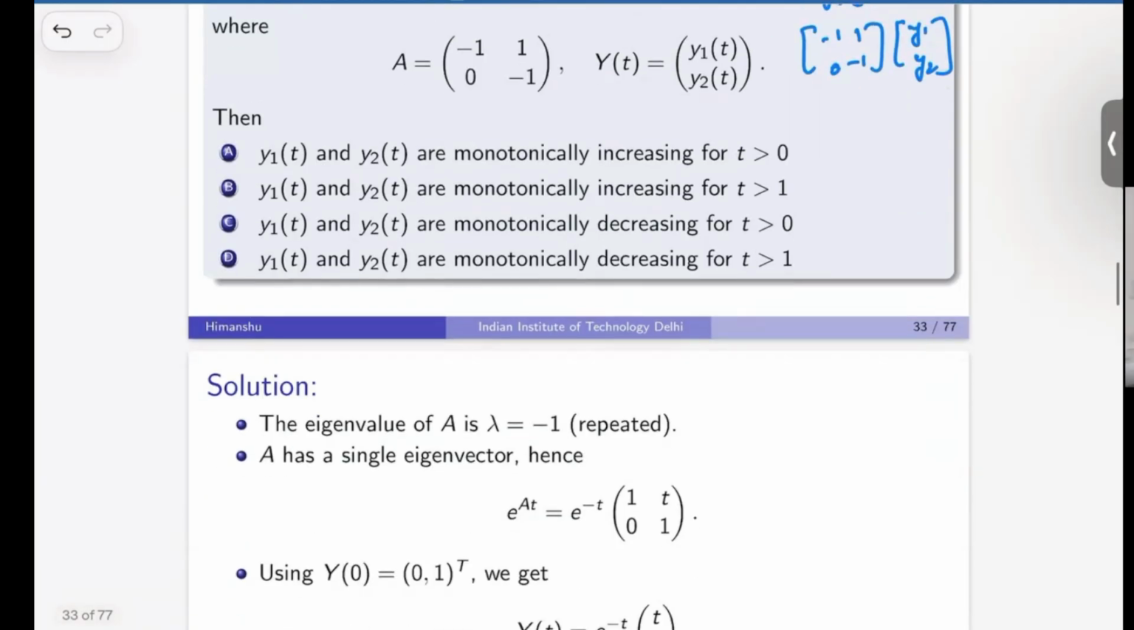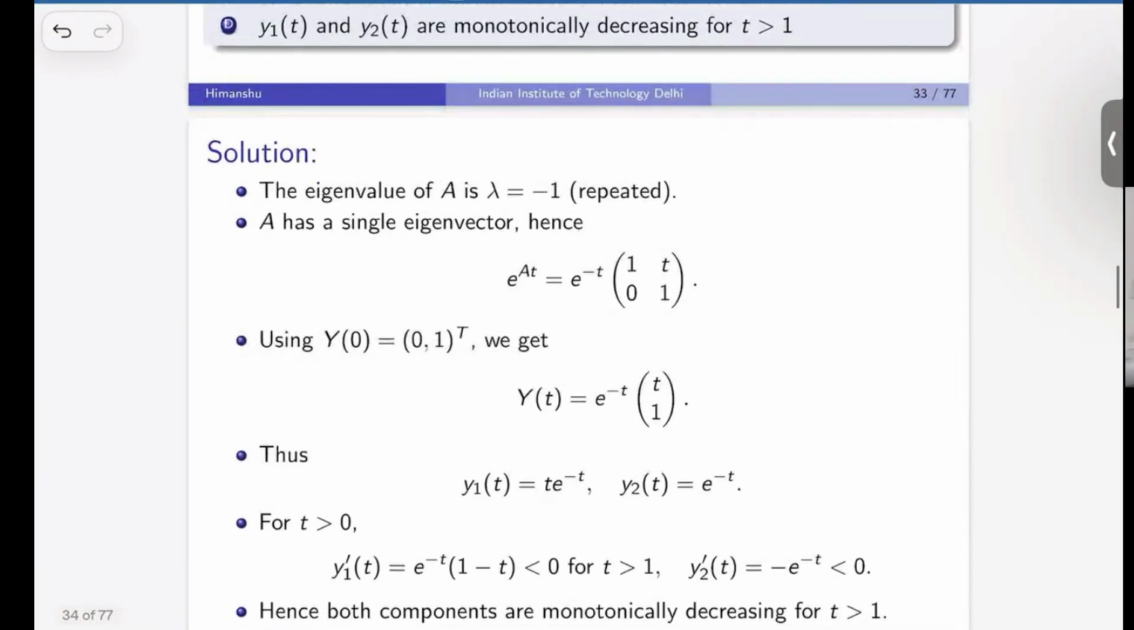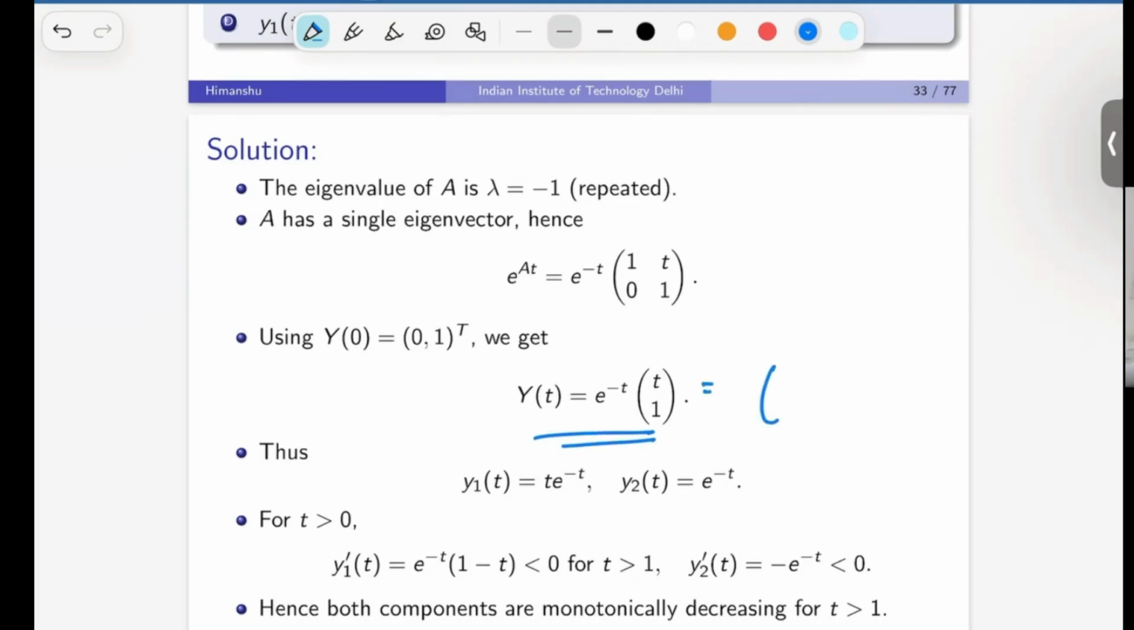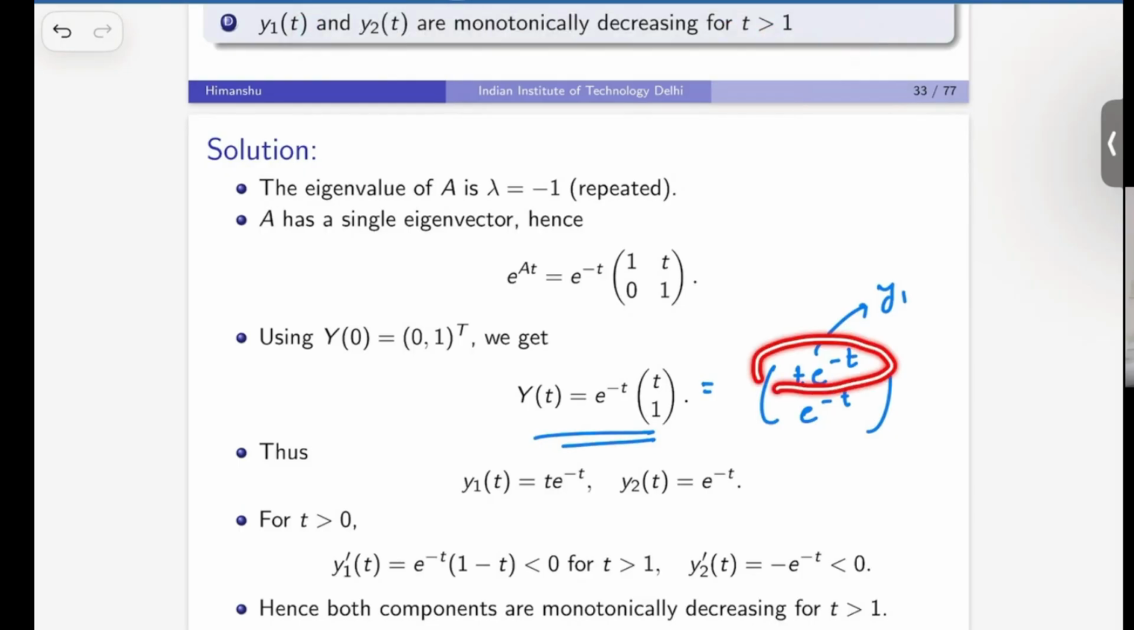Okay, so let me show the solution. This is my function y(t) we obtain after substituting. So we write it like this: t e raised to the power minus t. This is my y1, the first part, and this is y2. Is this clear? Yes, sir.